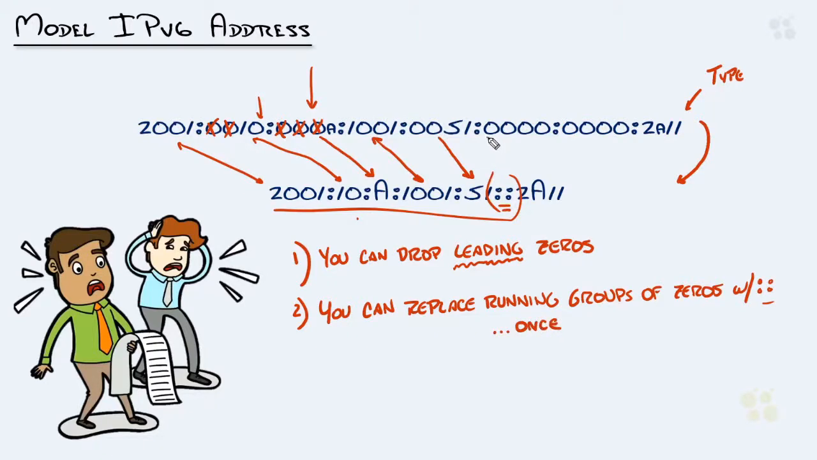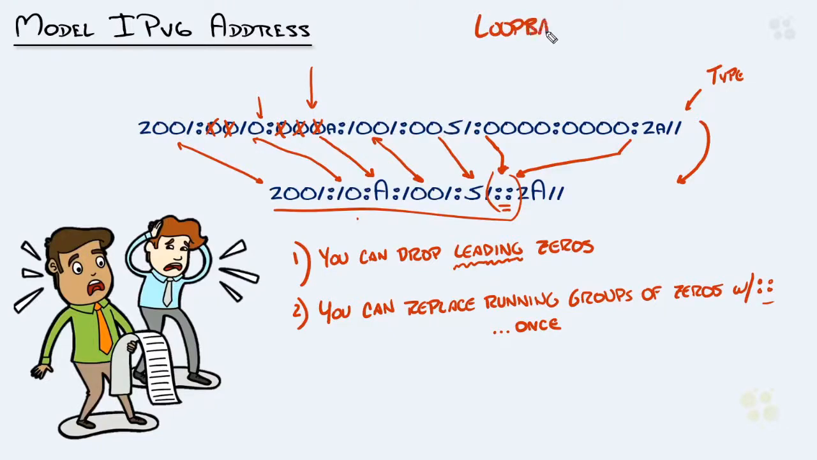Look at what happened here. We took these two big groups of zeros and they became the double colon. And when I say we did, the Cisco router did that automatically. That can be a really substantial shortcut rule. And the reason I say that is, let me give you an example. And again, we're going to talk about some of these addresses in the next video.